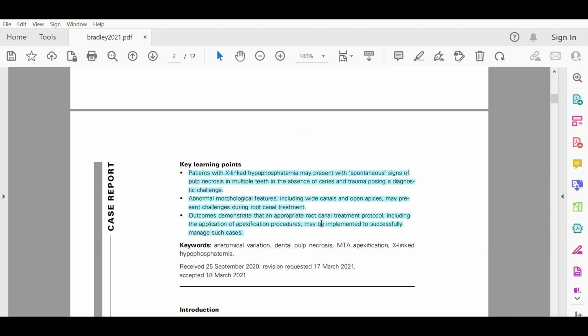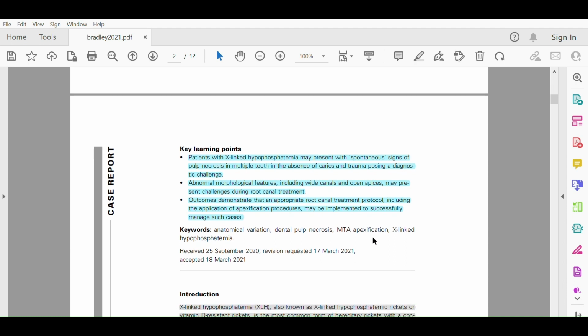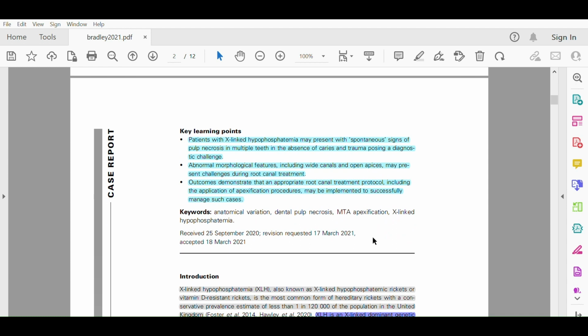What we learn from these case reports is that a patient with X-linked hypophosphatemia may present with a spontaneous sign of pulp necrosis in multiple teeth in the absence of caries or trauma. This presents diagnostic challenges and abnormal morphological features. The outcome also demonstrates that an appropriate root canal treatment protocol, including apexification or root canal treatment, can be implemented successfully in such cases.